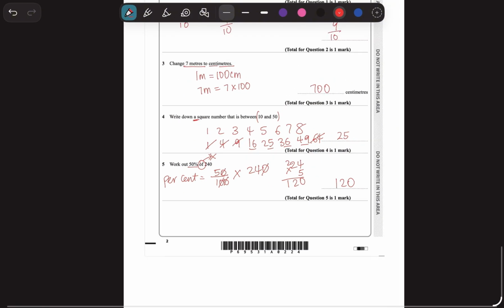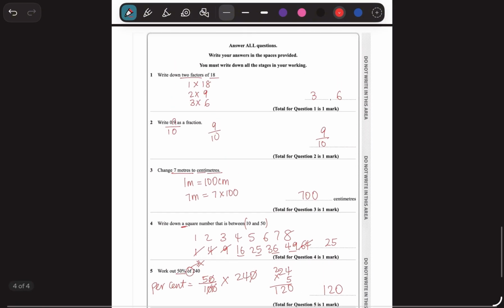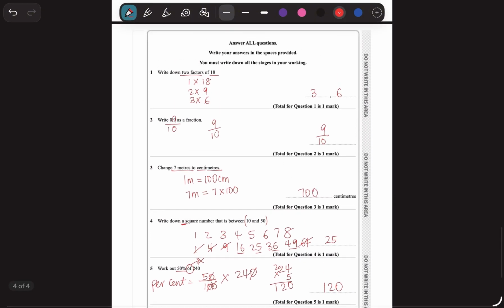And that is how you solve the first 5 questions very easily on the foundation paper.